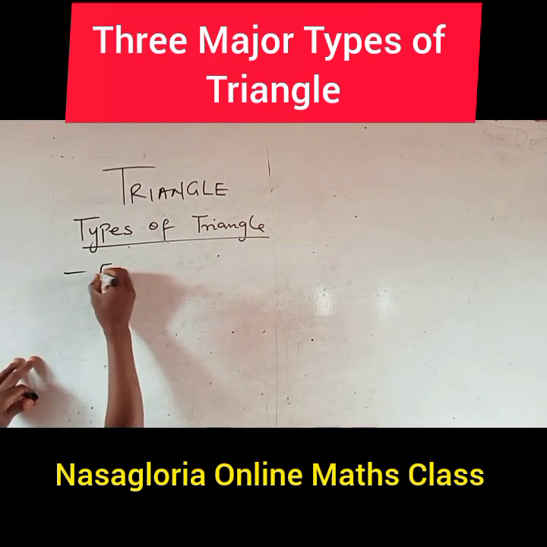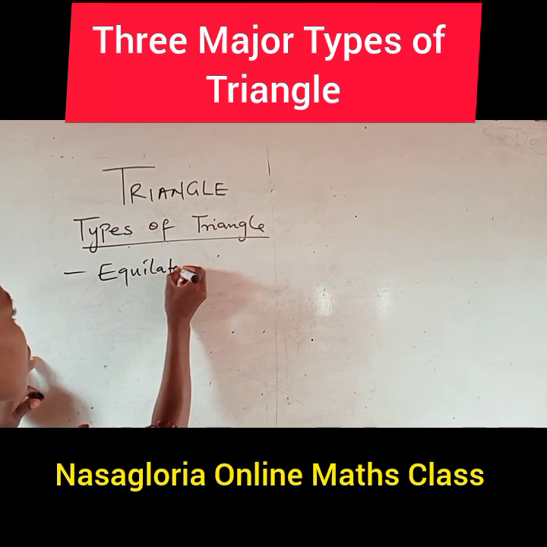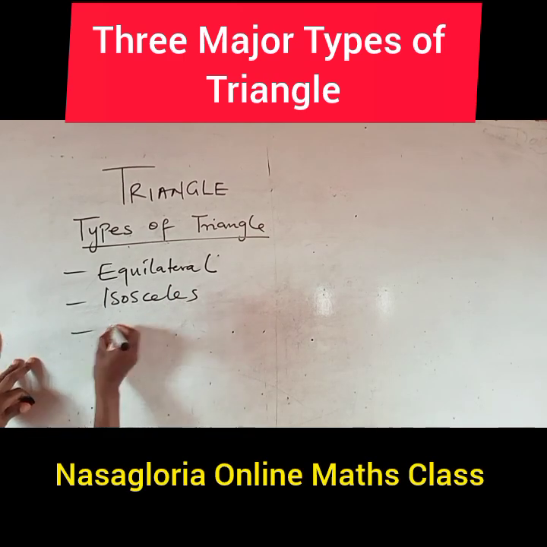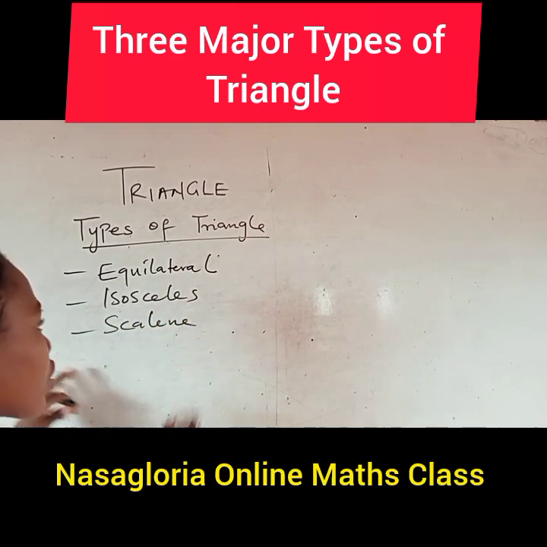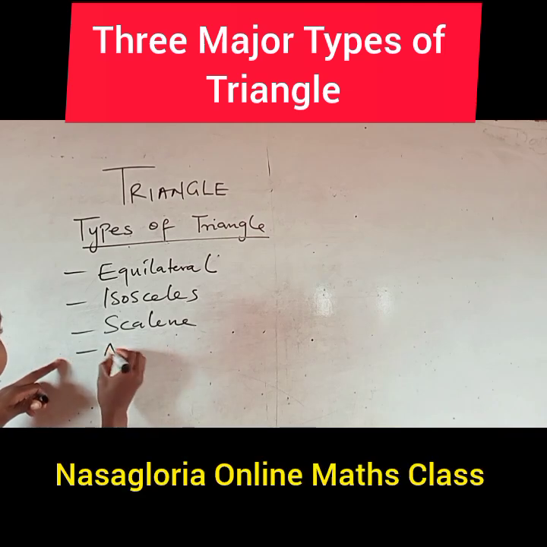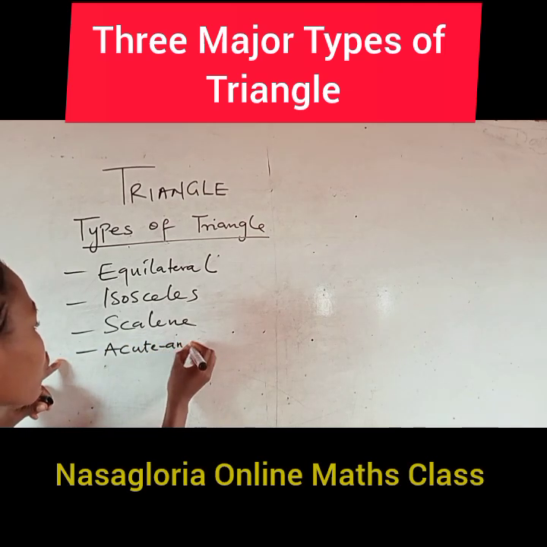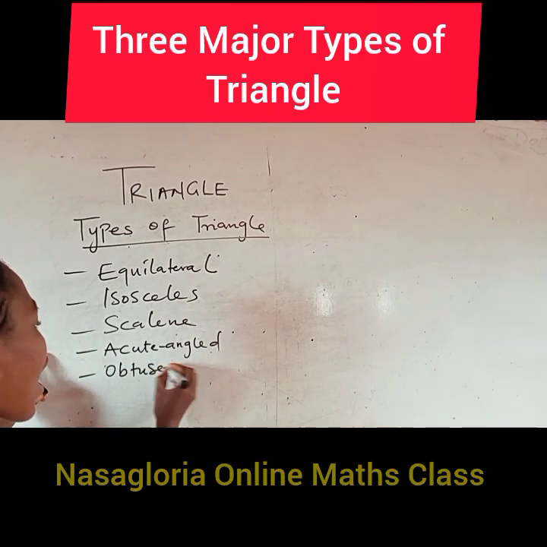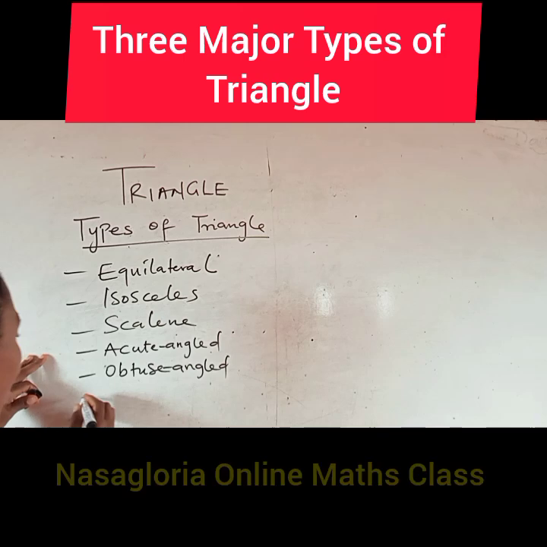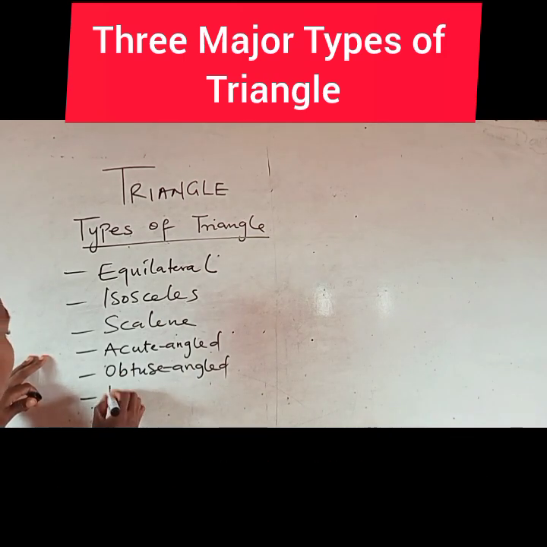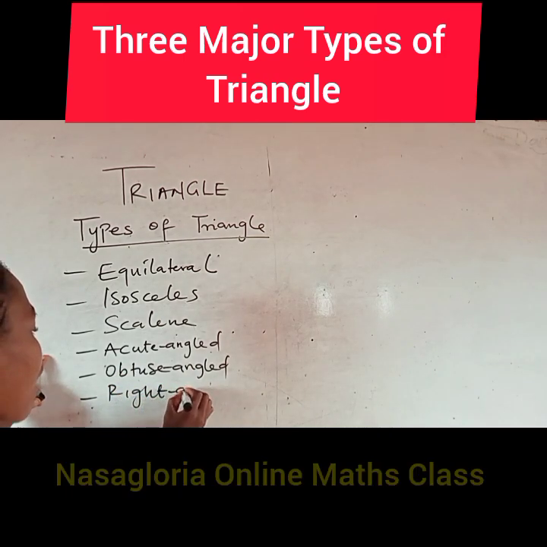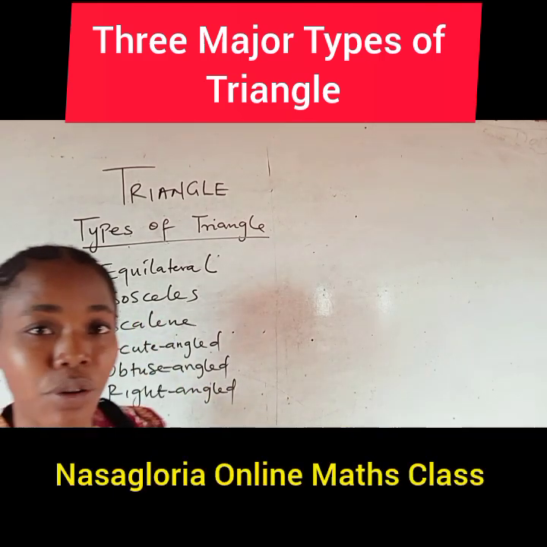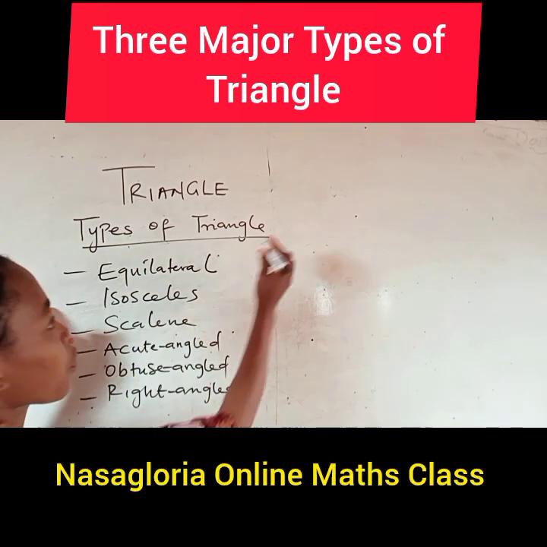We have equilateral triangle, we have isosceles triangle, and we have scalene triangle. Is that clear? We equally have acute angled triangle, we have obtuse angled triangle, and we equally have right angled triangle. Okay, these are the types of triangle we have. We are starting with equilateral triangle.